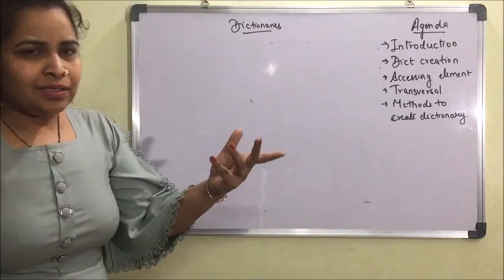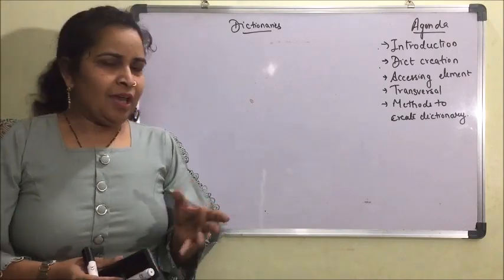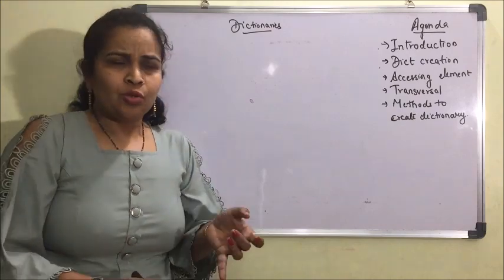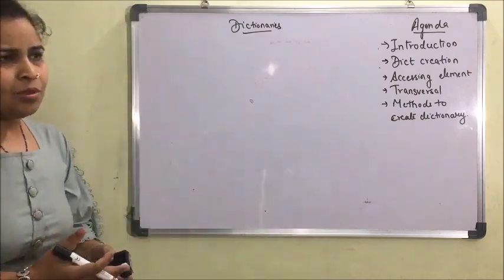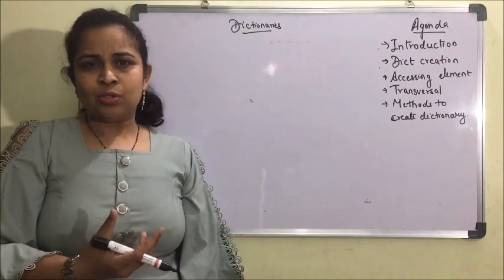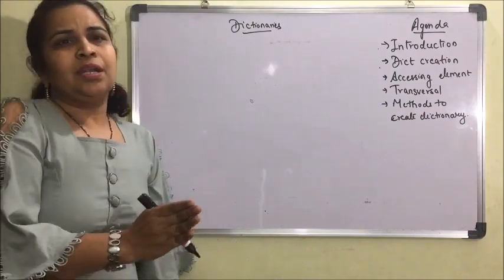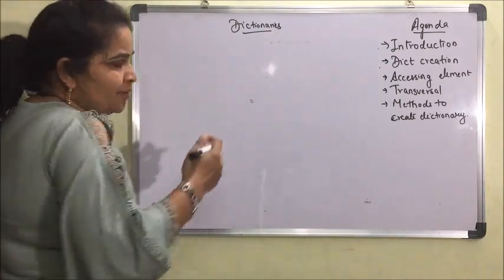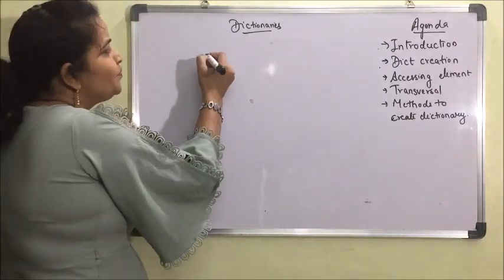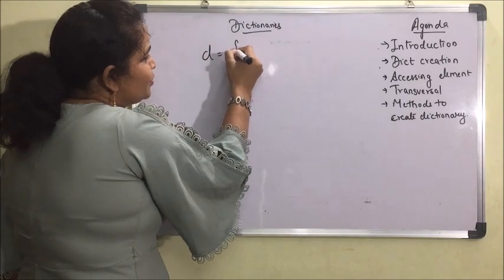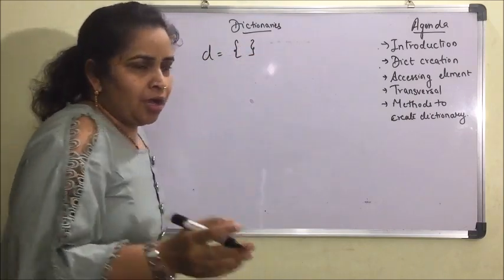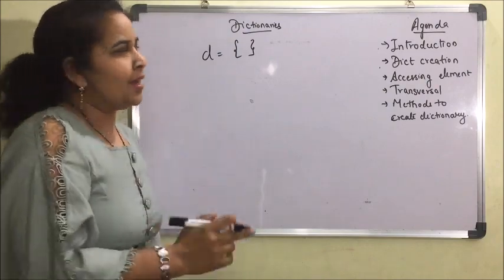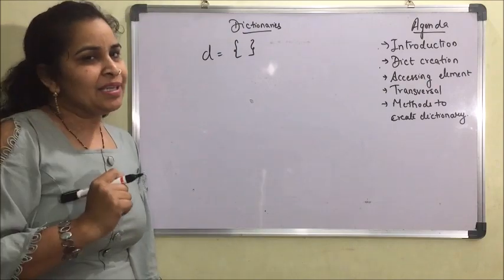So what is a dictionary? We have read about tuples, lists, strings, so many data types. A dictionary is also a structure that is used to store data, and it stores data in key and value pairs. When we define a dictionary, it is defined using curly braces. Lists use square brackets, tuples use round brackets, dictionaries use curly braces.